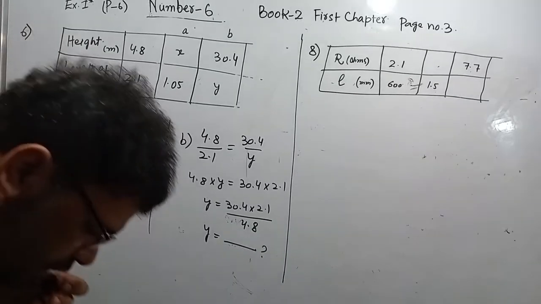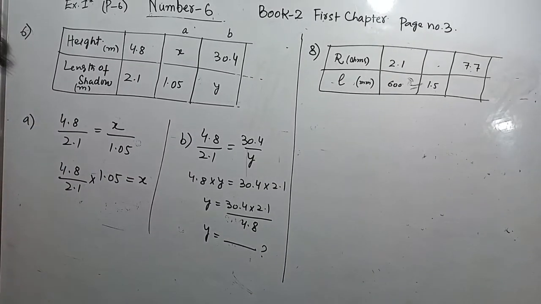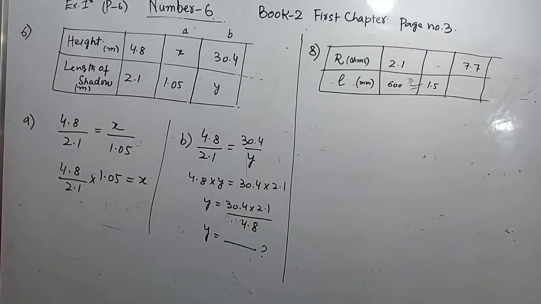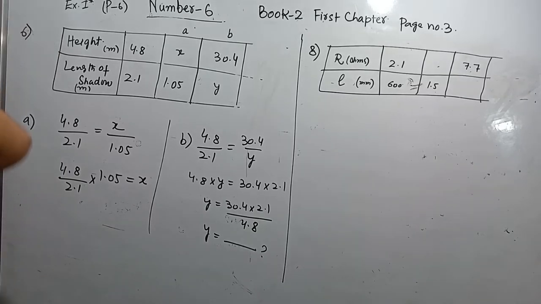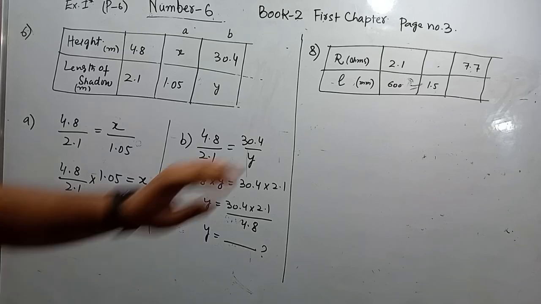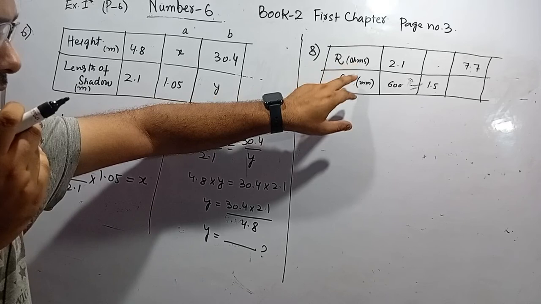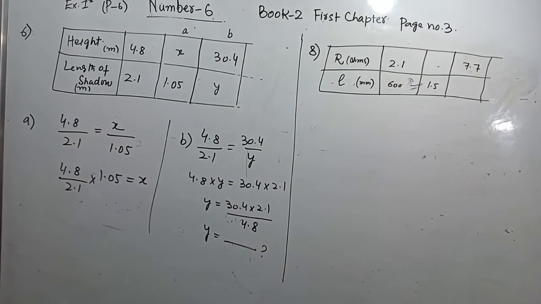Now you can see question number 8. Here the resistance R ohms of some wire is directly proportional to its length L mm. A piece of wire 600 mm long has a resistance of 2.1 ohms. You can see this concept is from electricity, from the subject physics. In a wire there is a resistance. Resistance is R, the SI unit is ohms, so we are writing here R ohms. R is directly proportional to L because it is given in the question.